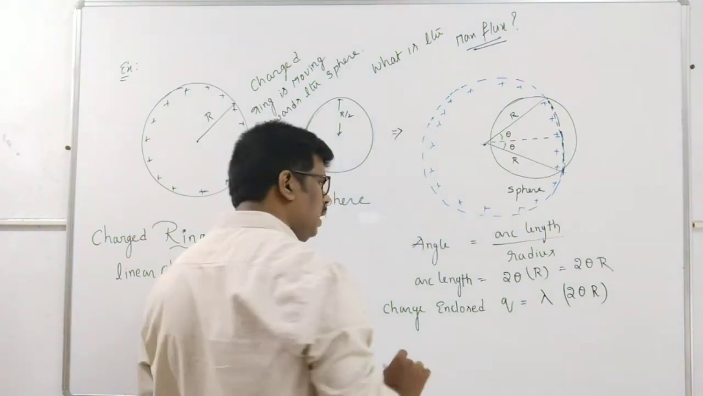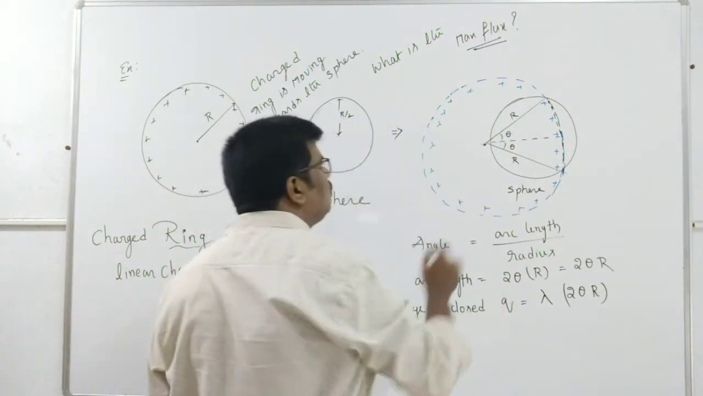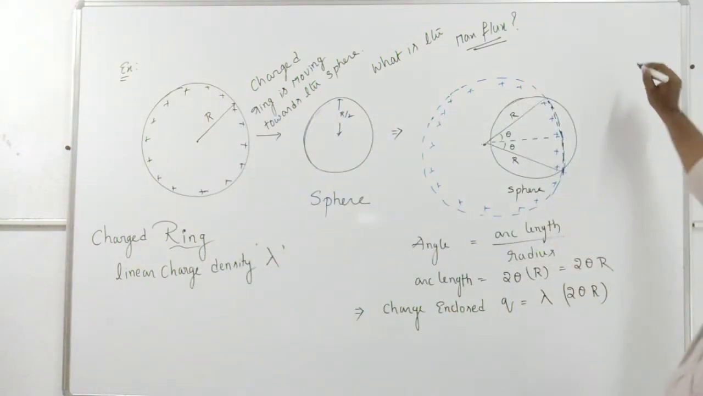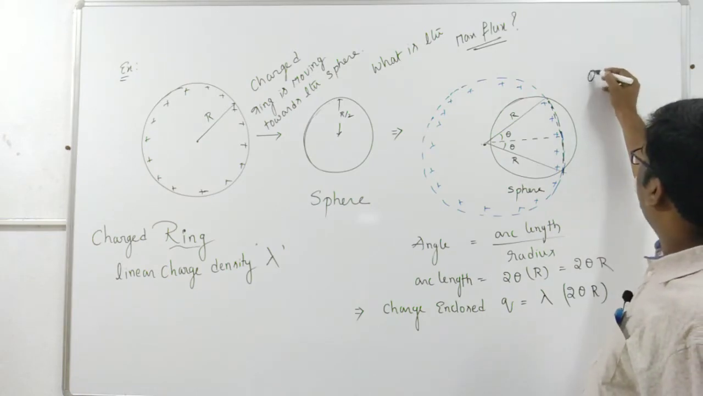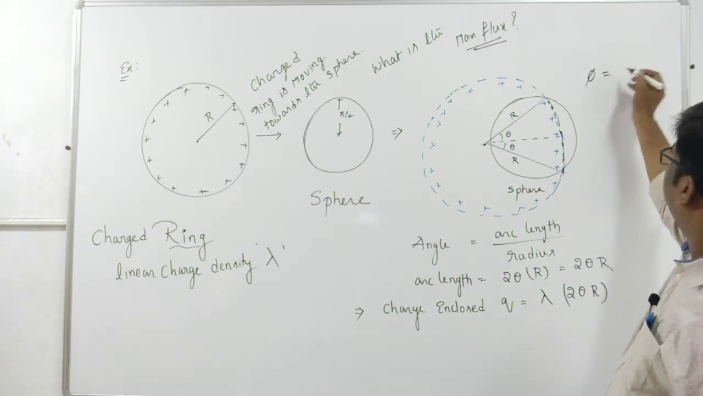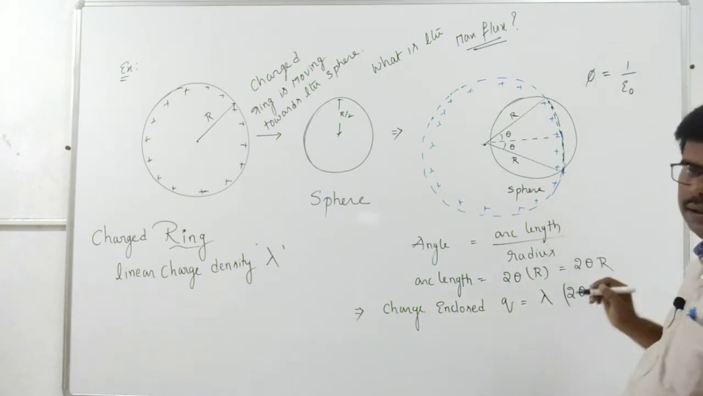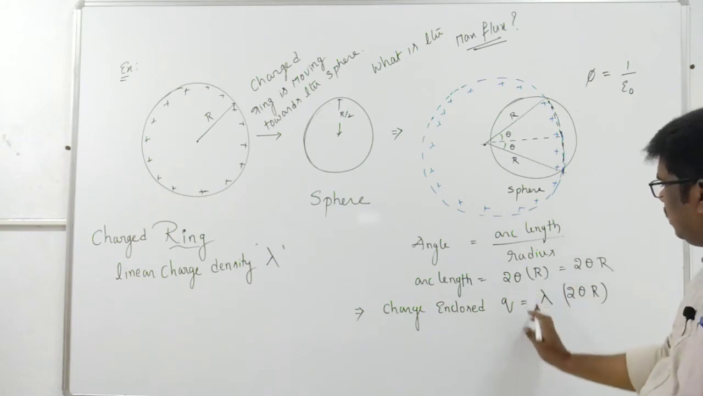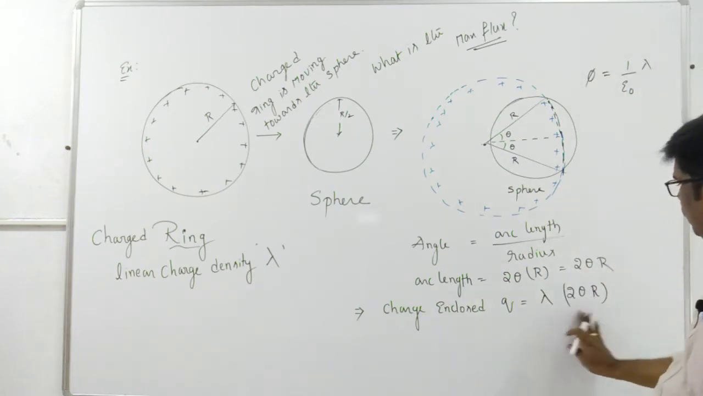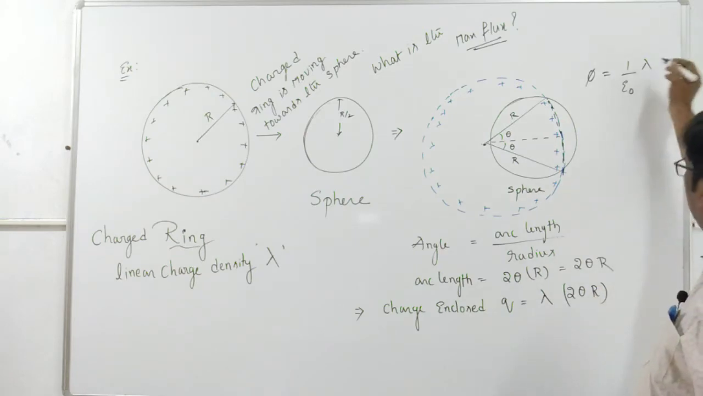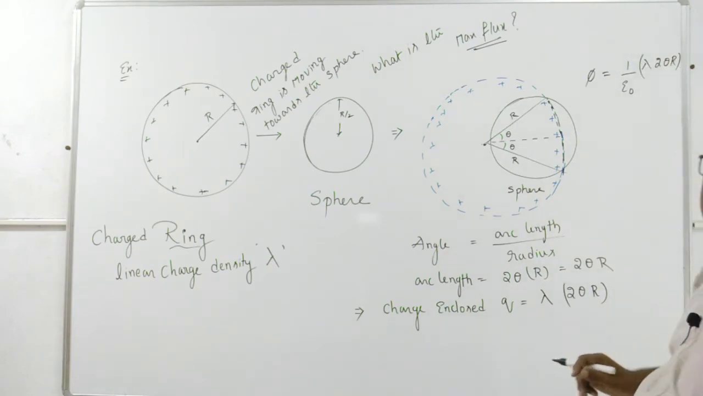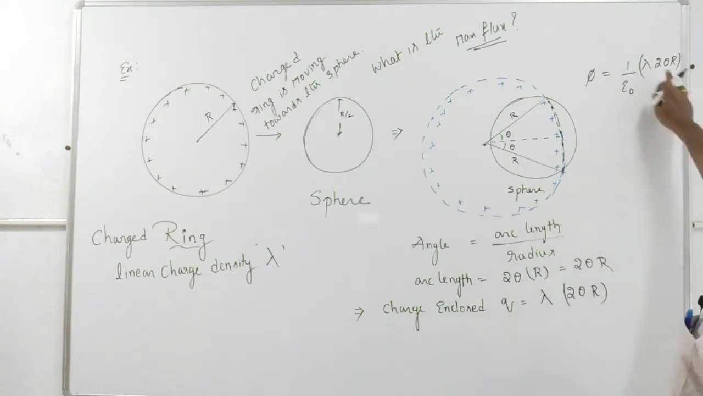Then what is the flux through it? Flux phi is equal to 1 by epsilon naught times the net charge. Net charge is nothing but lambda into length, that is 2 theta into r. Understand here? So lambda into 2 theta into r.